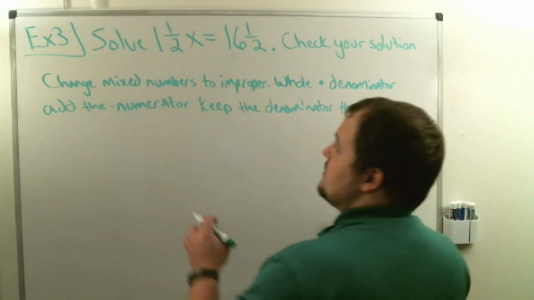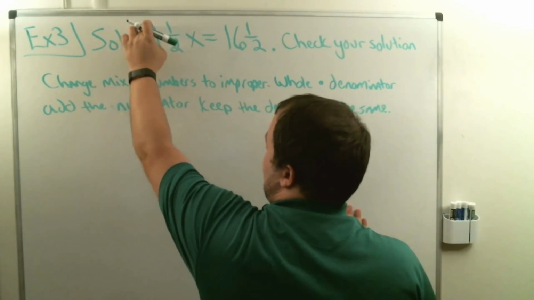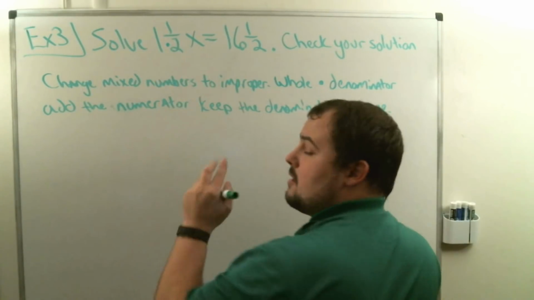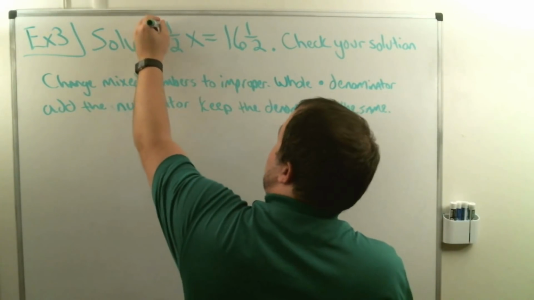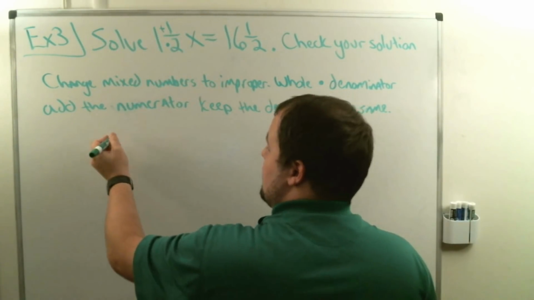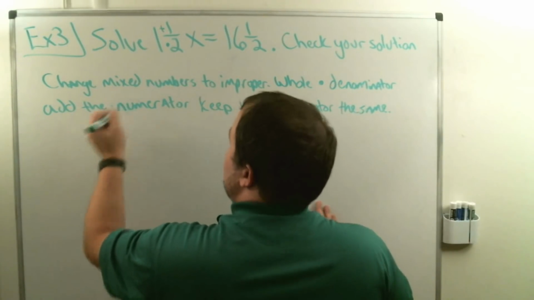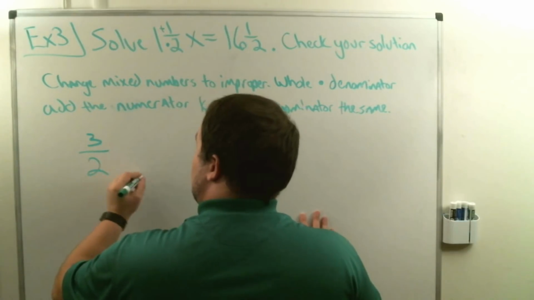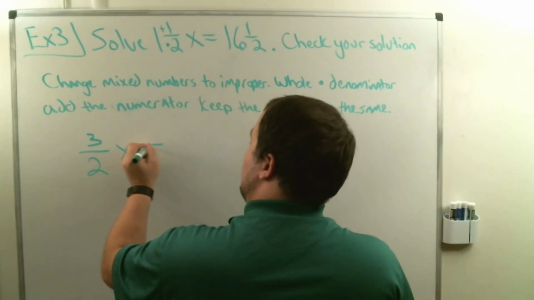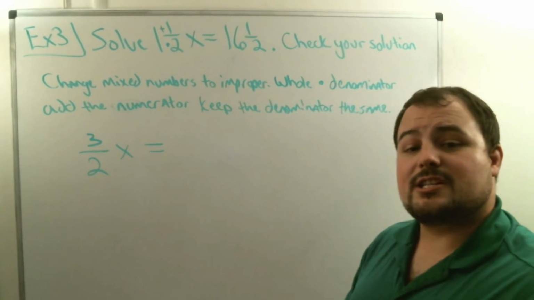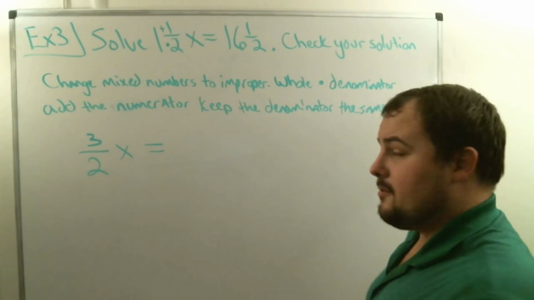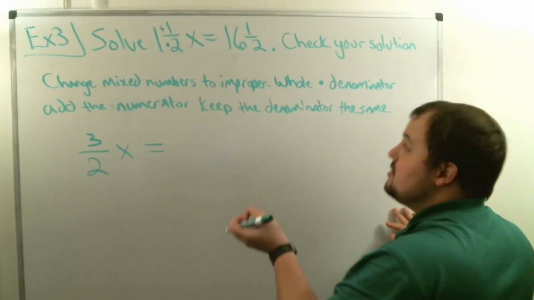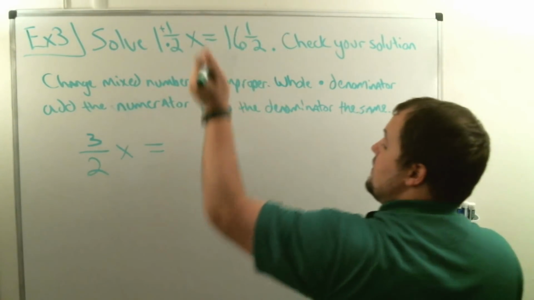So the way it looks is by doing this, we take the whole number 1, we times it by 2. So 1 times 2, that's 2. We're going to add the top. 2 plus 1, that's 3. So the mixed number 1 and 1/2 is really 3 over 2 x, and it's going to equal, and I'm going to change the other mixed number into improper as well. 16 times 2, that's 32. 32 plus 1, that's 33.